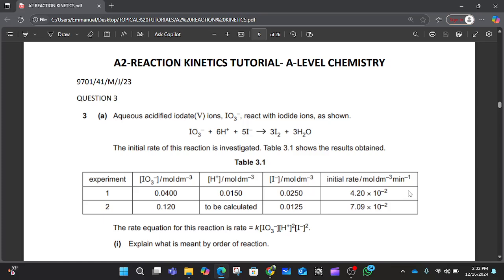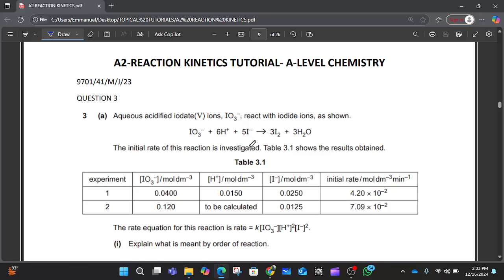Question 3a. Aqueous acidified iodate(V) ions, IO3 minus, react with iodide ions as shown: IO3 minus plus 6H plus plus 5I minus giving 3I2 plus 3H2O. The initial rate of this reaction is investigated. Table 3.1 shows the results obtained.